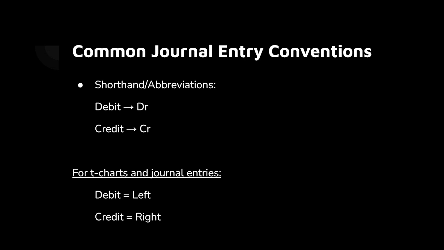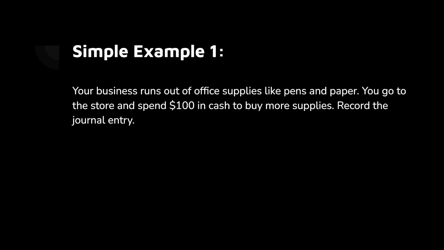Some common journal entry conventions are shorthand or abbreviations for debit and credit. Debit is often written as DR and credit is often written as CR. For T-charts and journal entries, your debit will be on the left and your credit will be on the right. So let's dive into some simple examples.